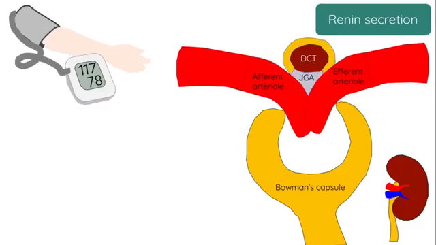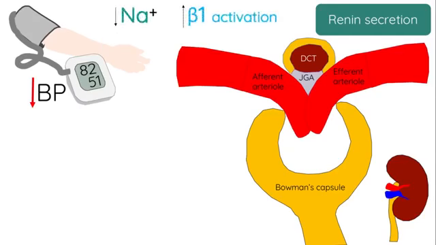Beta 1 receptors are also found in the juxtaglomerular apparatus in the kidney. So when blood volume is lost, this causes blood pressure to drop, the total circulating sodium drops, and this causes an increase in sympathetic activation. So we know that these three factors, so a drop in blood pressure, a drop in sodium, or an increase in sympathetic activation, induce the release of renin from the kidneys.